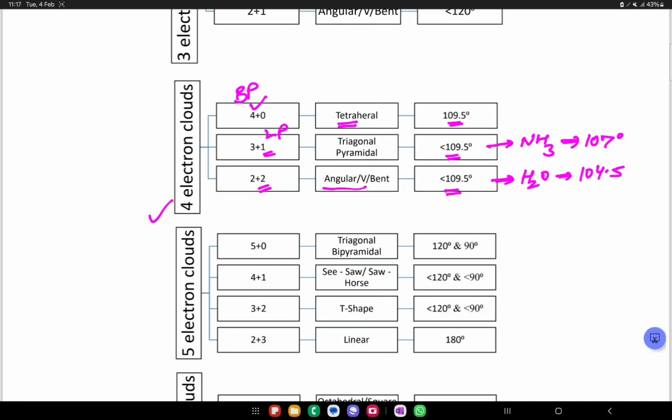These you should remember. Now, if there are five electron clouds in a molecule, then condition number 1, 5 plus 0, that is all five bond pairs, no lone pair: trigonal bipyramidal, bond angles 120 degree and 90 degree. 4 plus 1, four bond pairs, one lone pair: seesaw, sawhorse shape, bond angles are less than 120 degree and less than 90 degree.